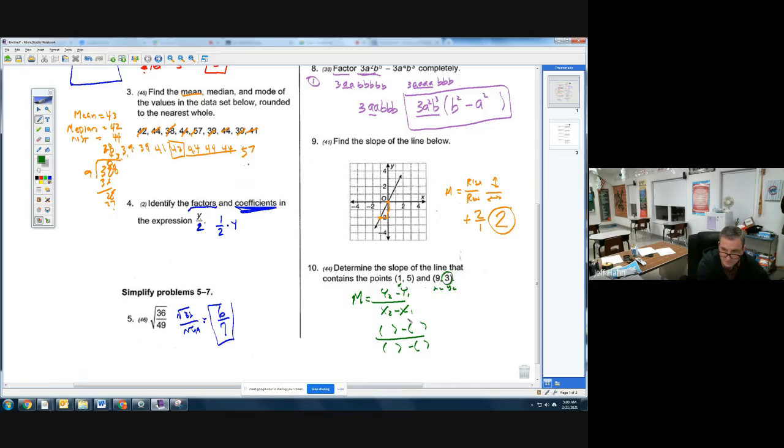So y sub 2 is 3 minus y sub 1, which is 5, over my x sub 2, which is 9, minus my x sub 1, which is 1. If I do that, 3 minus 5 is a negative 2, and 9 minus 1 is 8. And there's my slope. If I just reduce it, it is negative 1/4 slope. Hip hip hooray. Page 2.